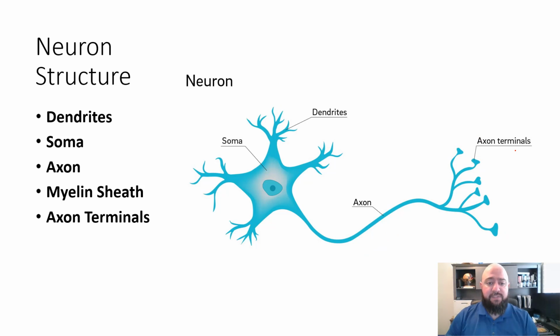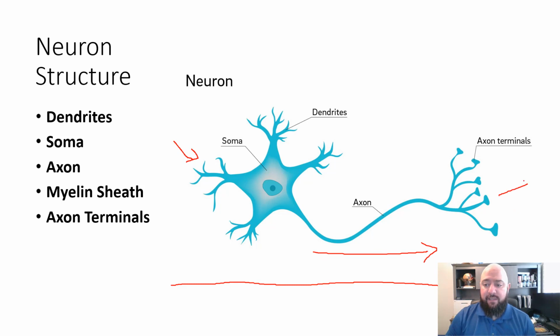So in terms of the flow of information, it's always going to run this way. It's always going to enter from the dendrites, shoot through the axon, and then be released in the axon terminals, or the terminal buttons.